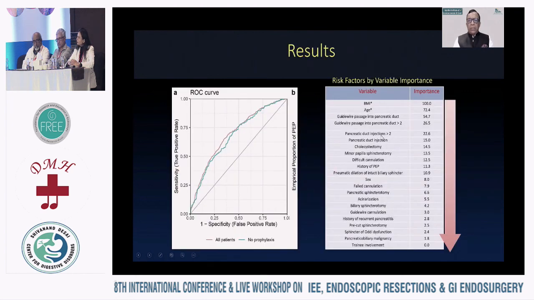And we found out, by using this model, which variables are important, in decreasing order of importance: BMI, age, guide wire in the pancreatic duct injection, minor papillae sphincterotomy, and so on. And we developed an ROC curve, which was quite robust.